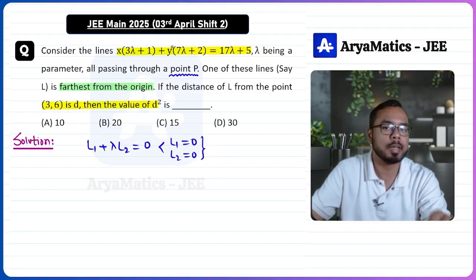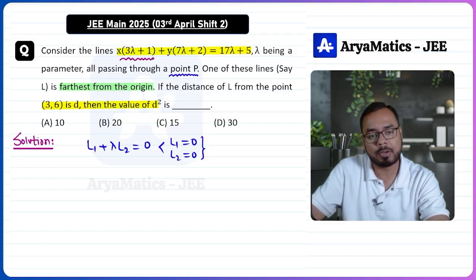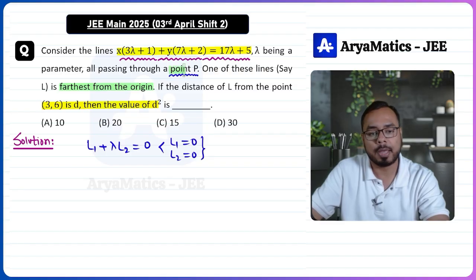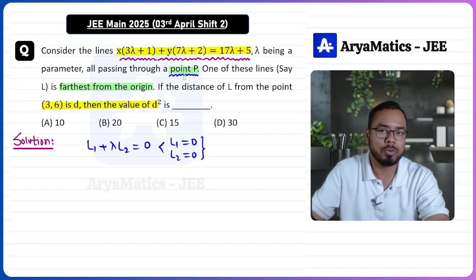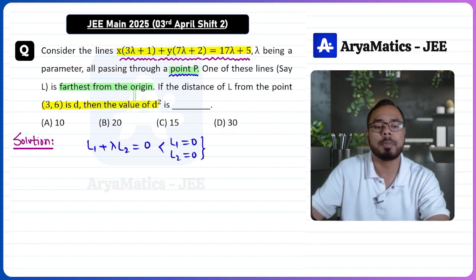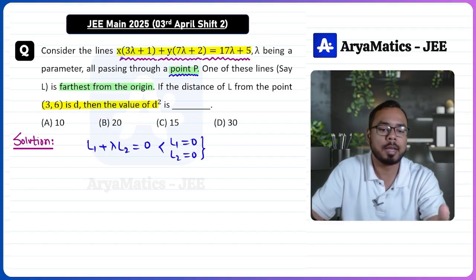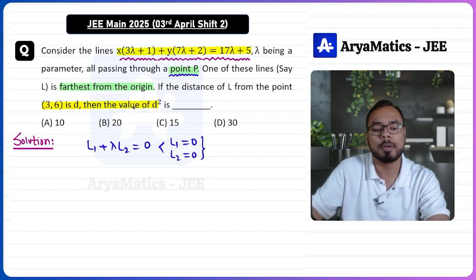So first, let us write the given equation in that standard form, L1 plus lambda L2 equals 0, so that we can get the point of concurrency of this family of lines, or the coordinates of this point P. And then we'll see how to find the line which is passing through point P and is at maximum distance from the origin. So in the given equation, if I want to write it in this form, then separate the terms containing lambda and the terms not containing lambda.